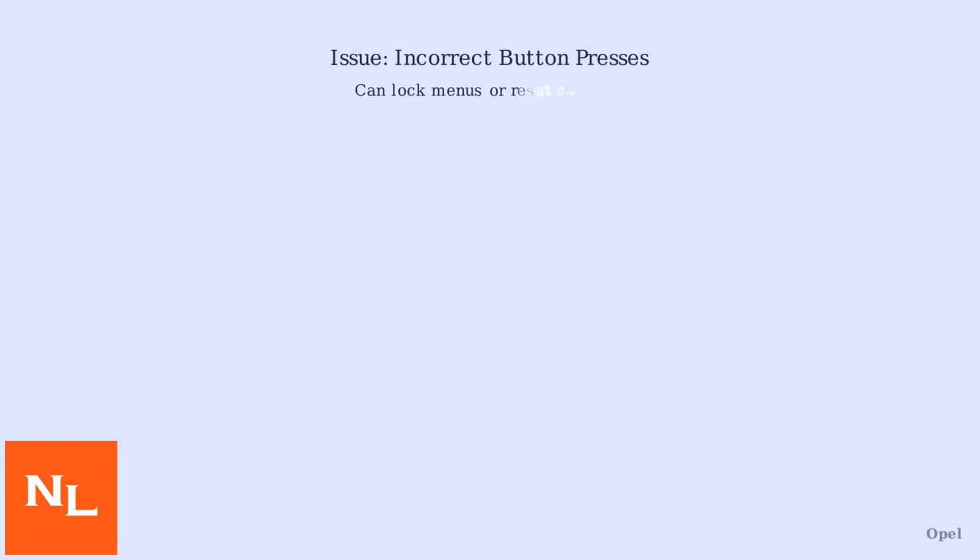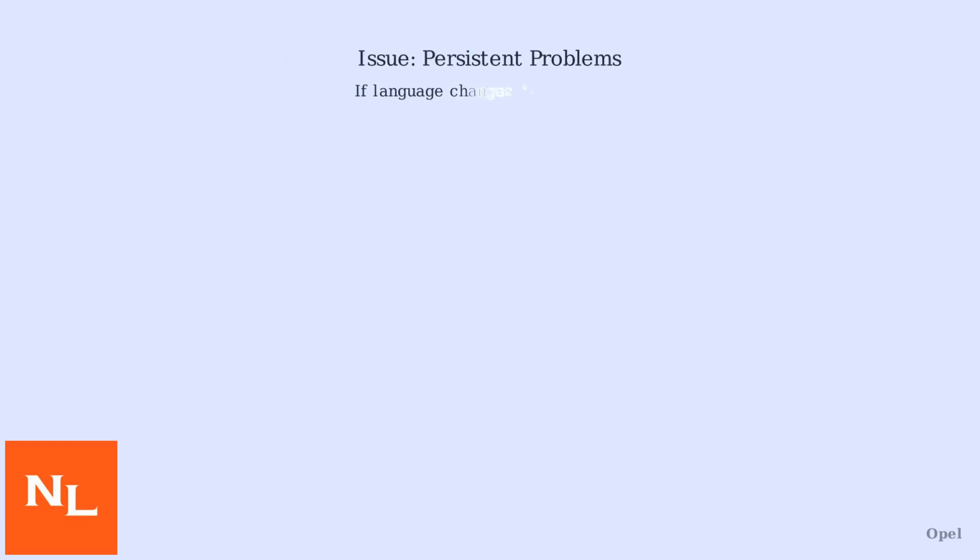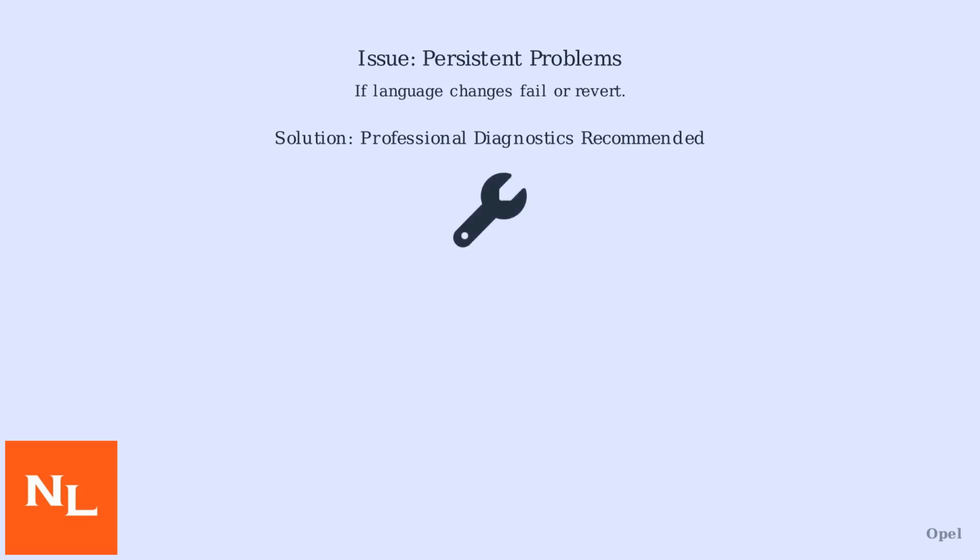Incorrect button presses can sometimes lock menus or reset other settings. Always consult your owner's manual for model-specific instructions. Avoid using third-party OBD2 scanners to force language changes, as this can risk voiding warranties or causing errors in the ECU. If issues arise, professional diagnostics are recommended to check for BCM or ECU faults.